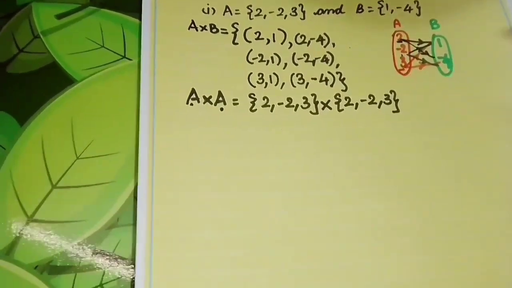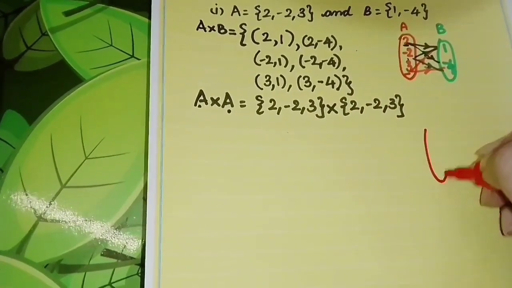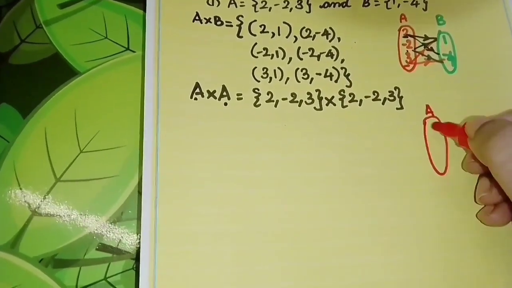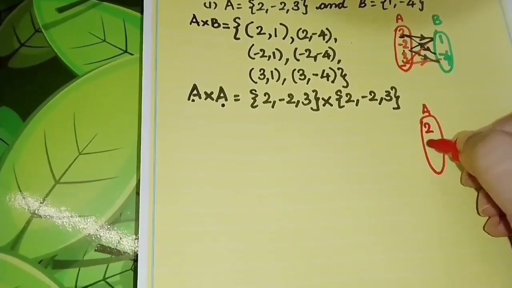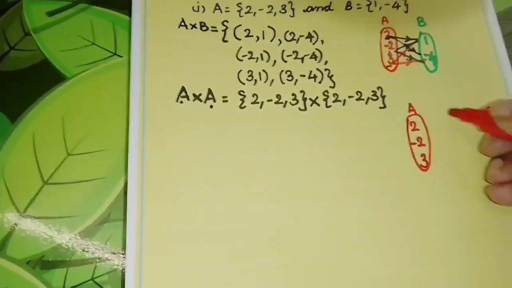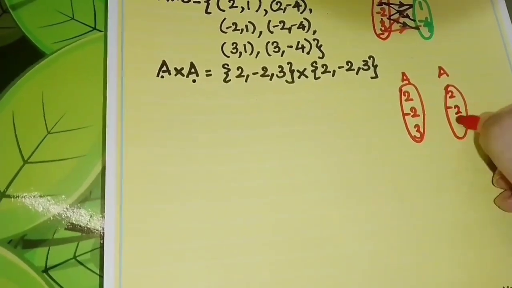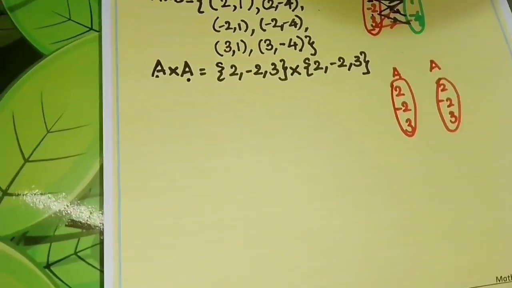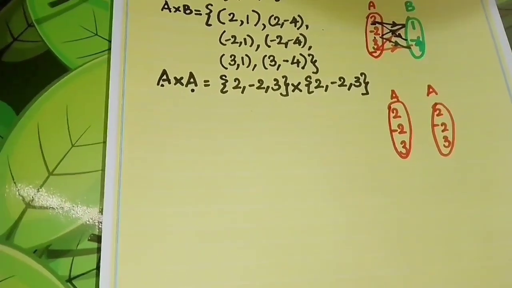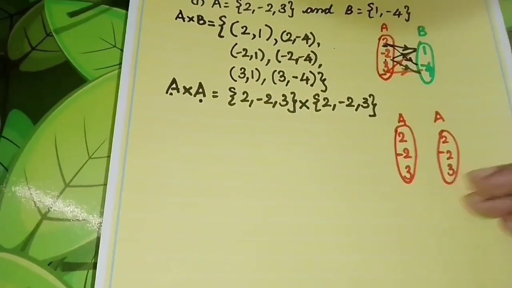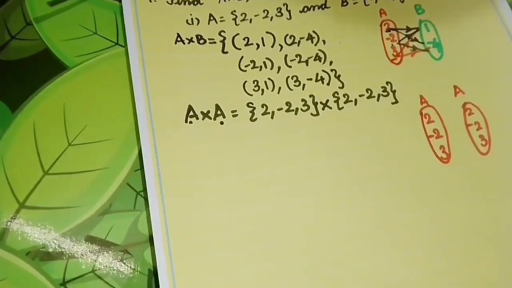Okay. So here my set A is nothing but it contains elements 2, minus 2 and 3. My set B is again A, so it will be A again. So 2, minus 2 and 3. Now we are going to find the possible orderings or pairings from the set A to itself. Shall we write the answer?